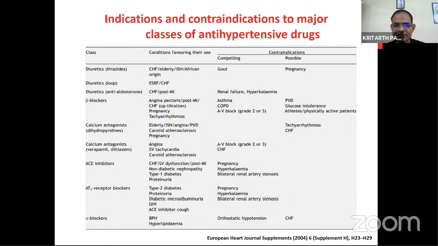They are among the few drugs which can be safely prescribed in pregnancy. The calcium antagonists verapamil and diltiazem are very useful in angina, supraventricular tachycardia, and carotid atherosclerosis, but contraindicated in AV block grade 2 or 3, or congestive heart failure. ACE inhibitors should not be given in pregnancy, hyperkalemia, and bilateral renal artery stenosis. These are similar contraindications for angiotensin 1 receptor blockers. Alpha blockers should not be given to patients with orthostatic hypotension and heart failure, but they are useful in hyperlipidemia as well as benign prostatic hyperplasia in older people.